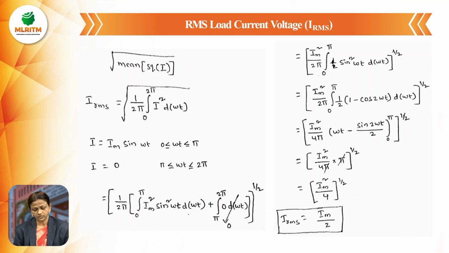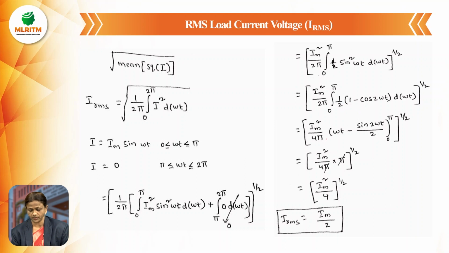How can I write this sin square omega t? Im is nothing but a constant value, so Im square by 2 pi. Sin square omega t can be written as 1 minus cos 2 omega t by 2. Therefore, Im square by 2 pi integral of 0 to pi of sin square omega t, which is (1 minus cos 2 omega t) by 2. The 1 by 2 is nothing but a constant value.